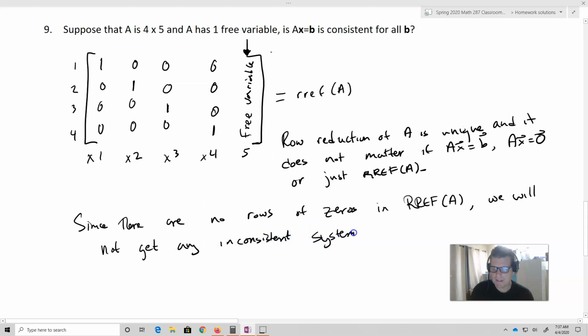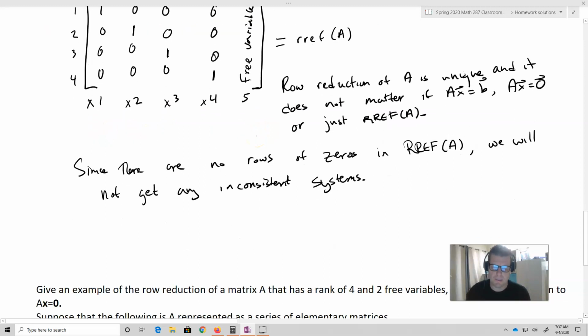Remember that to have an inconsistent system, we have to have a row of zeros in the row reduction that gives something like 0 equals some value, oftentimes 0 equals 1. In this case, we're not going to get 0 equals 1, because there's no row of zeros in that row reduction. So consequently, no inconsistent systems. Thus, A is consistent. AX equals B is consistent for all B.